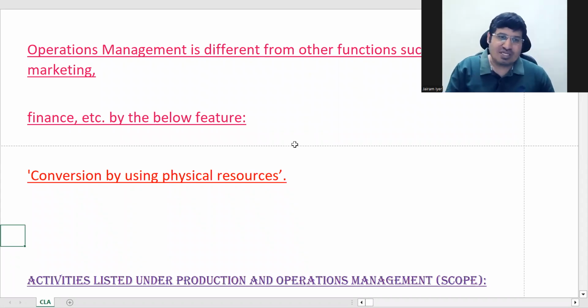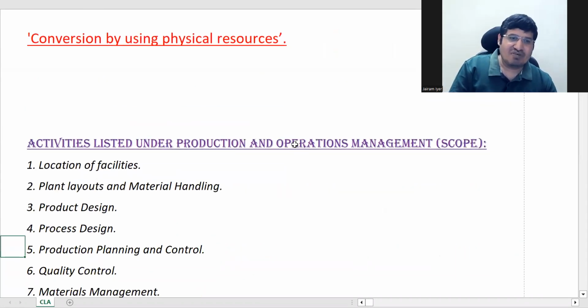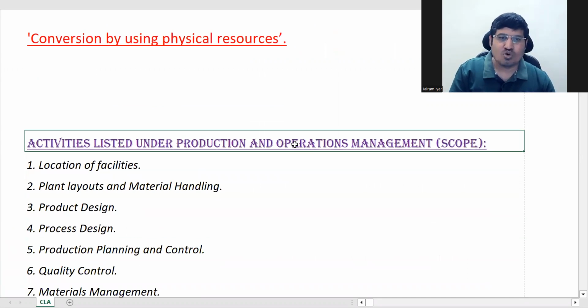Okay, so that's called conversion by using physical resources. Next is the scope of operations management. This activity is listed under production and operations management. Whenever they use the word production with operations management, it is the same as operations management.